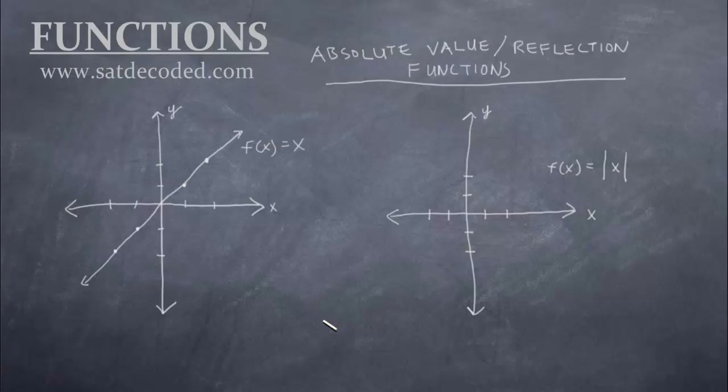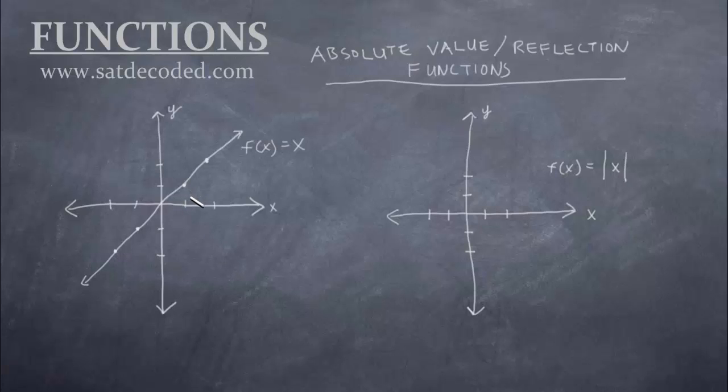In this video, we're going to be talking about absolute value, or what I like to call reflection functions. So this is basically a situation where they give you a graph of a function. For example, let's take a look at this graph on this side. And it says f of x equals x, and that's this line right here. I've given a few points right here, right here, right here, and right here.